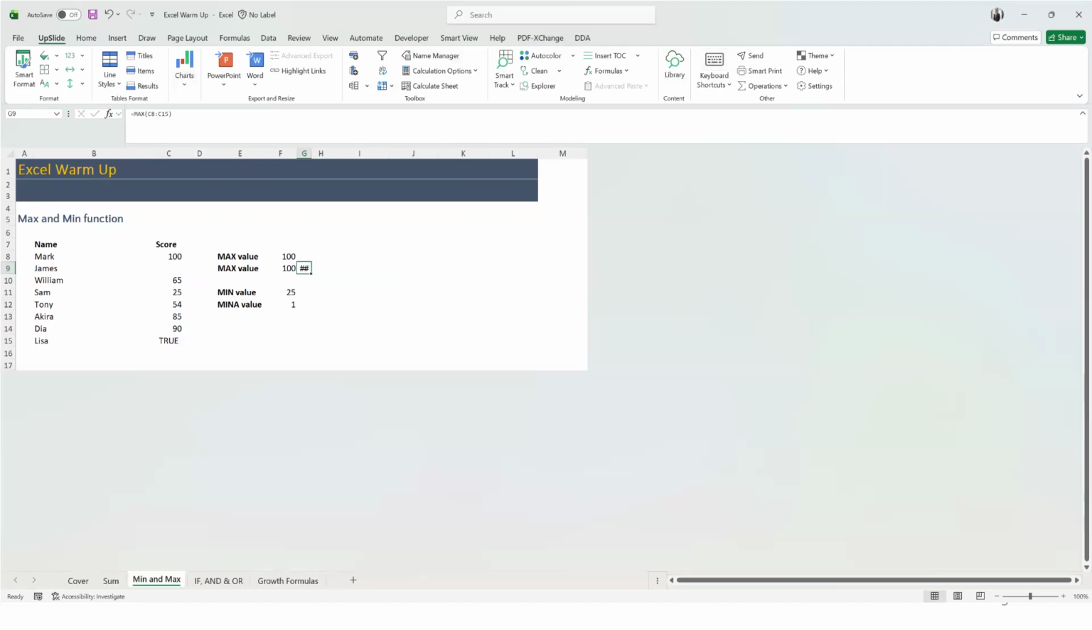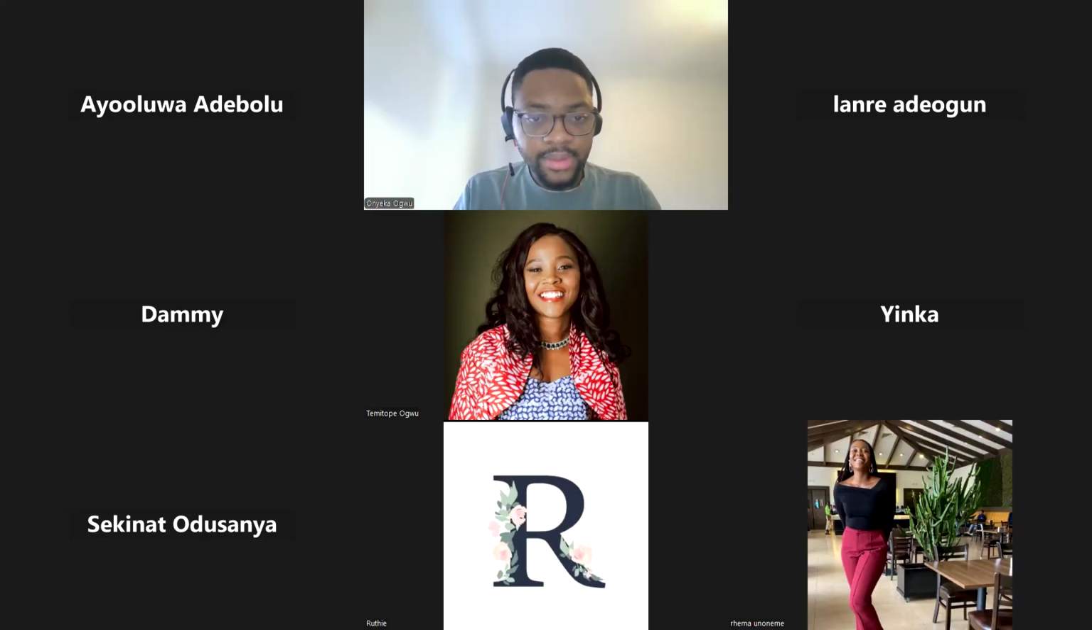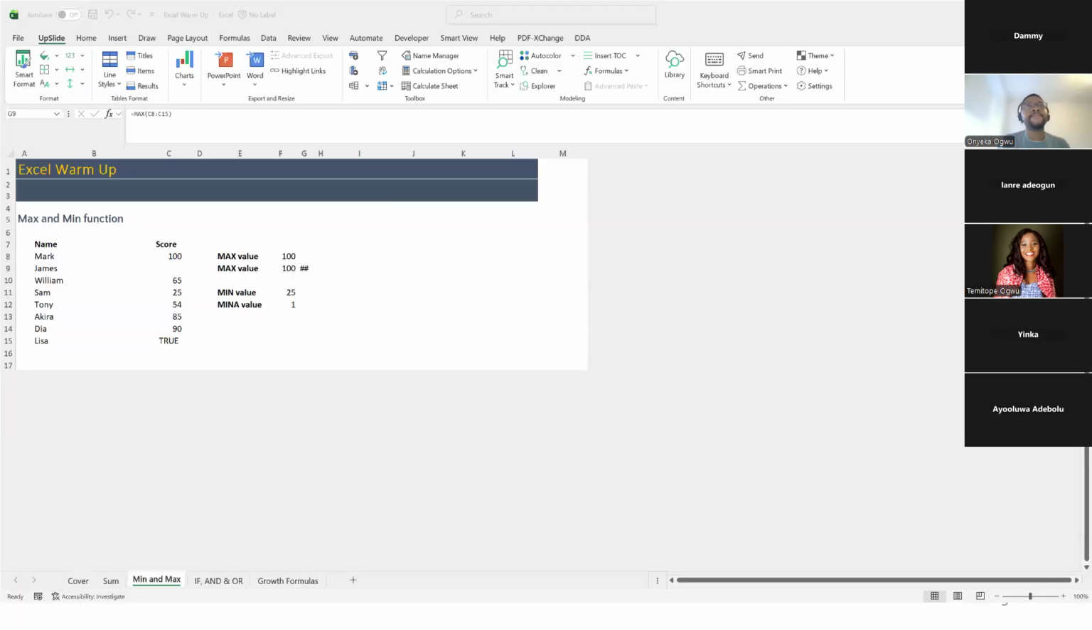My cursor is misbehaving. Please pardon me, let me stop sharing my screen and reshare. Okay, much better. Can you see my screen now? Sorry. Can you see my screen? They confirm they can see my screen.